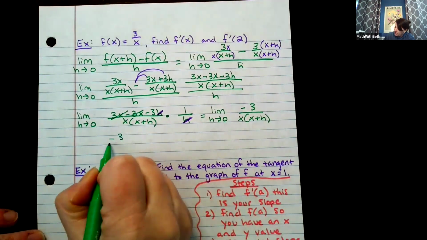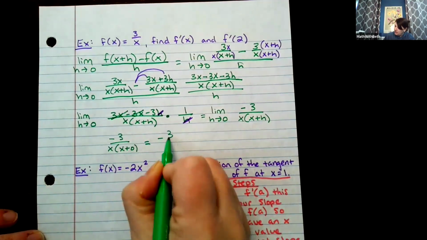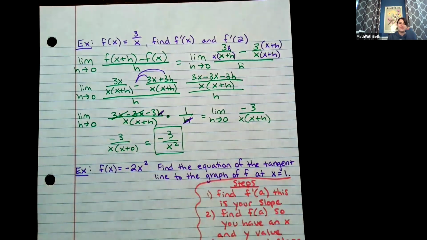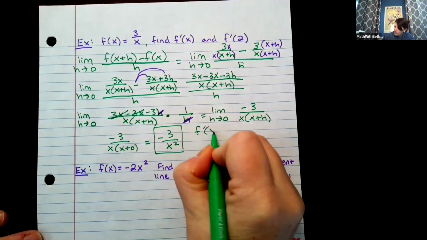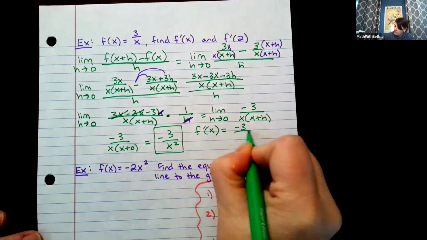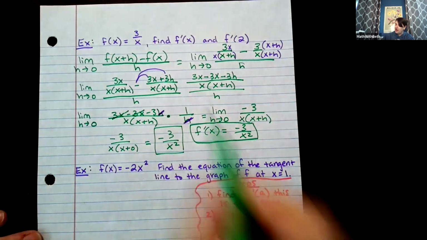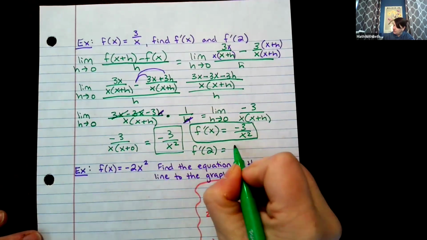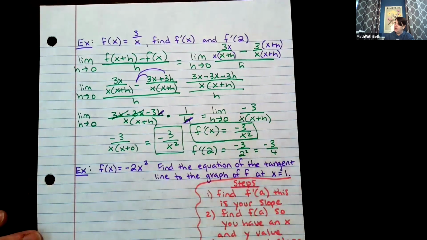So finally applying the limit, I would get this, which turns into this. So this is my derivative. So f prime of x equals this. So now if it wants f prime of 2, I'm plugging 2 into my new formula to get negative 3/4.